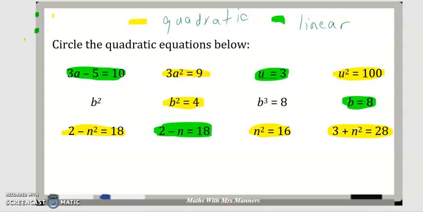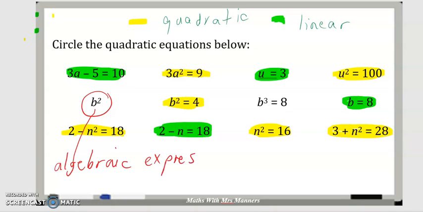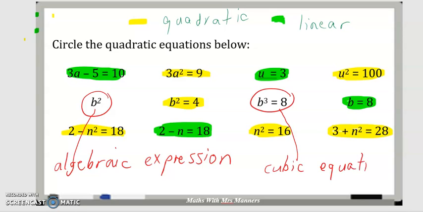So what are our last two expressions or equations? Well, this one has no left-hand side and right-hand side. So this is what we call an algebraic expression. It's actually not an equation, and because it's not an equation, we cannot solve it. And over here, it's not linear and it's not quadratic. It's actually called a cubic equation. The reason why it's a cubic equation is the highest power of the equation is 3, and that makes it a cubic.